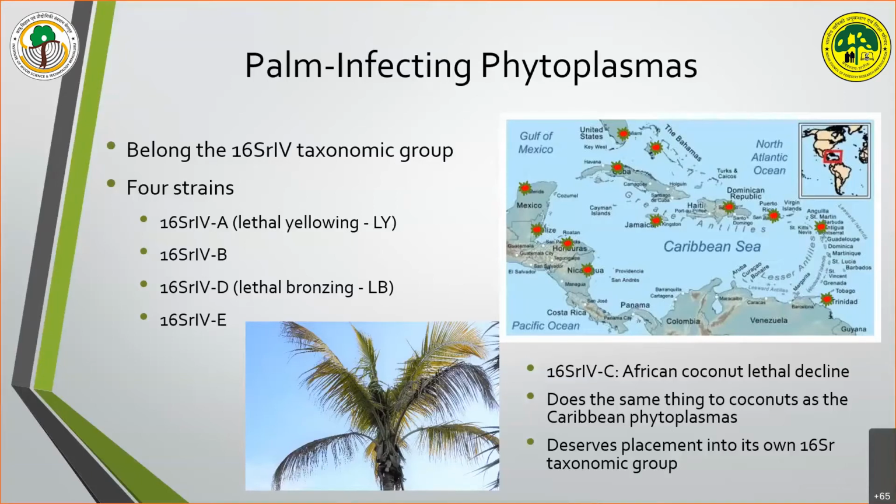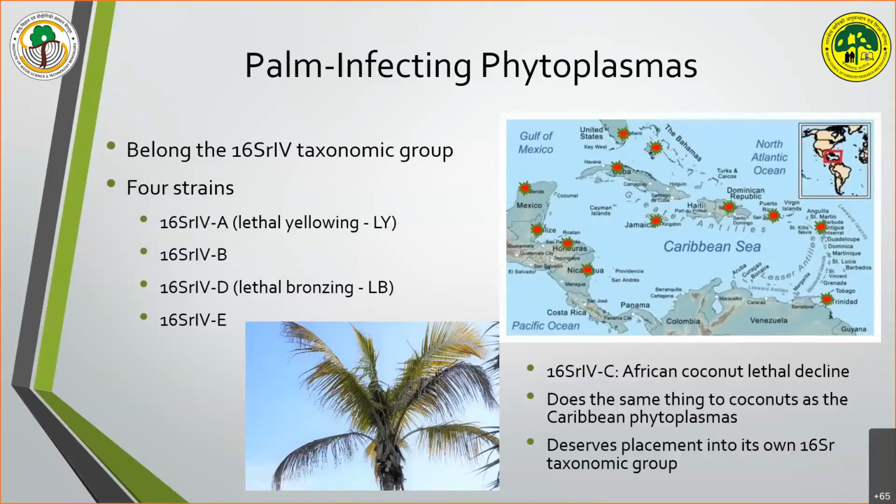they produce the same symptoms in infected coconut palms, where you have inflorescence necrosis, premature fruit drop, yellowing of the fronds, and eventual palm death.